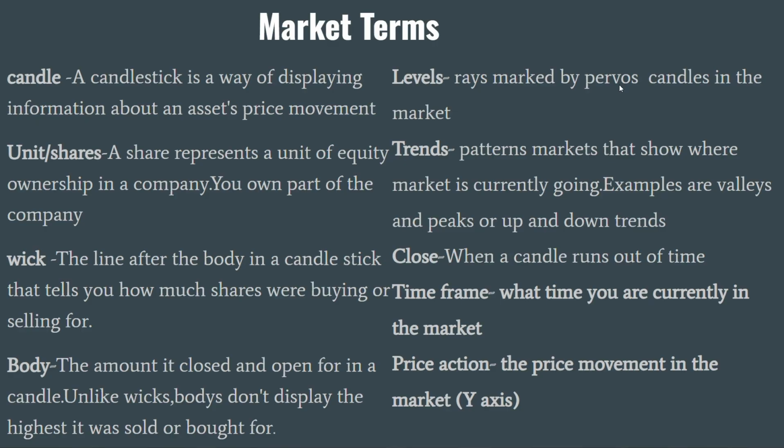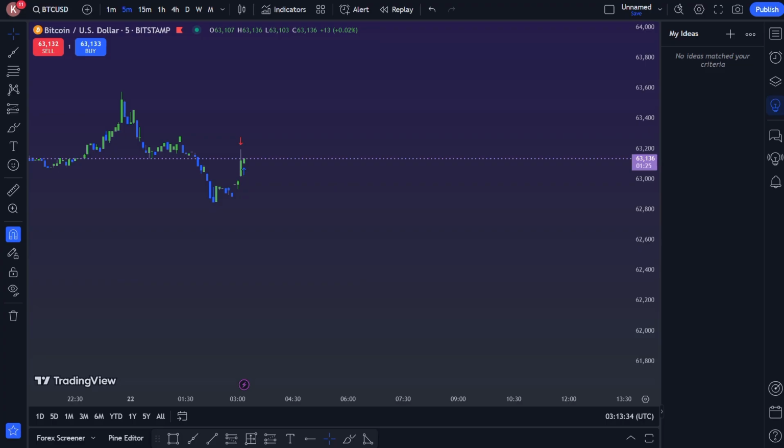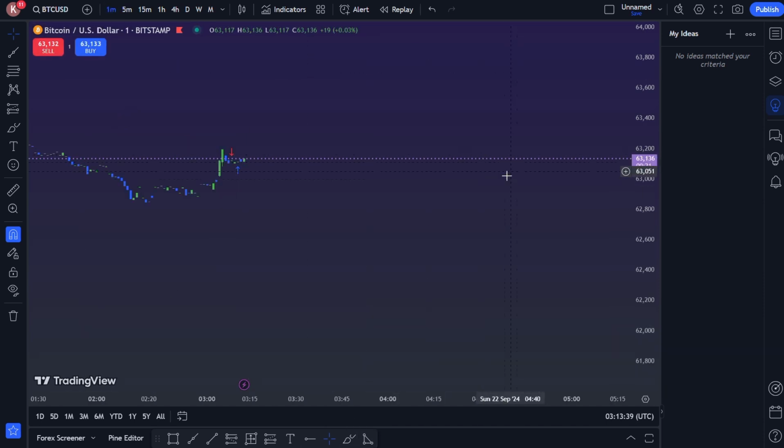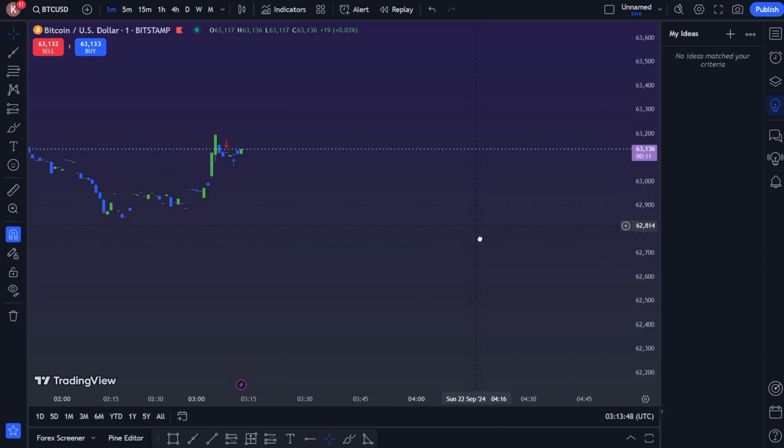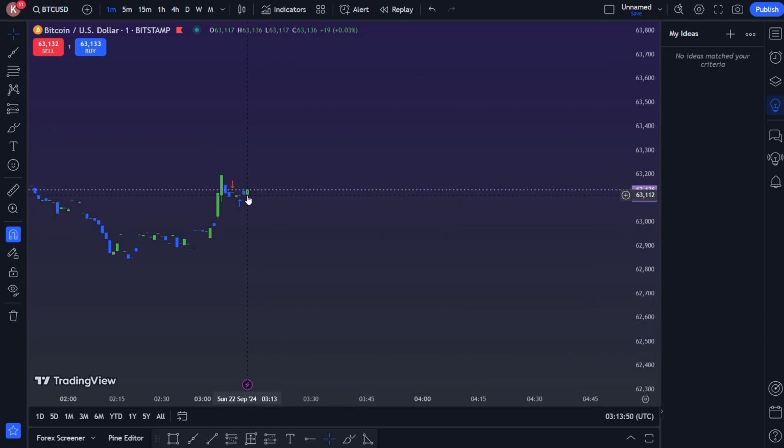Then there is a close, when the candle runs out of time, basically. Let me show you how it looks. Now, what is a close? Okay, let's go to the 1 minute right now. A close is basically, you see this number right here that's counting down? The moment the number hits zero, it creates a new candle. Basically, it closes. The moment this closes, that's a close. The moment it hits zero, it's a close. This candle is done. Now there's a new candle formation, right? That's a close. Look, it closed.